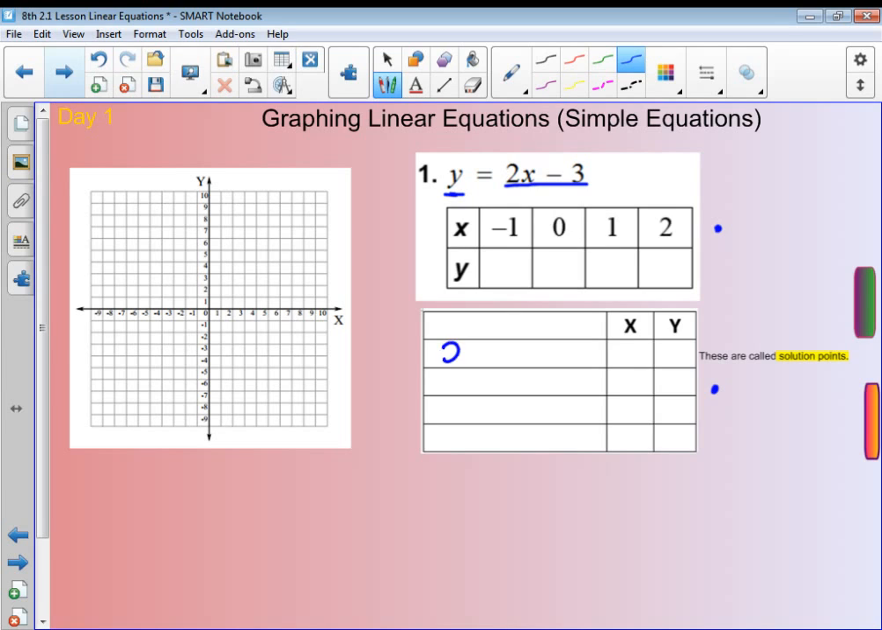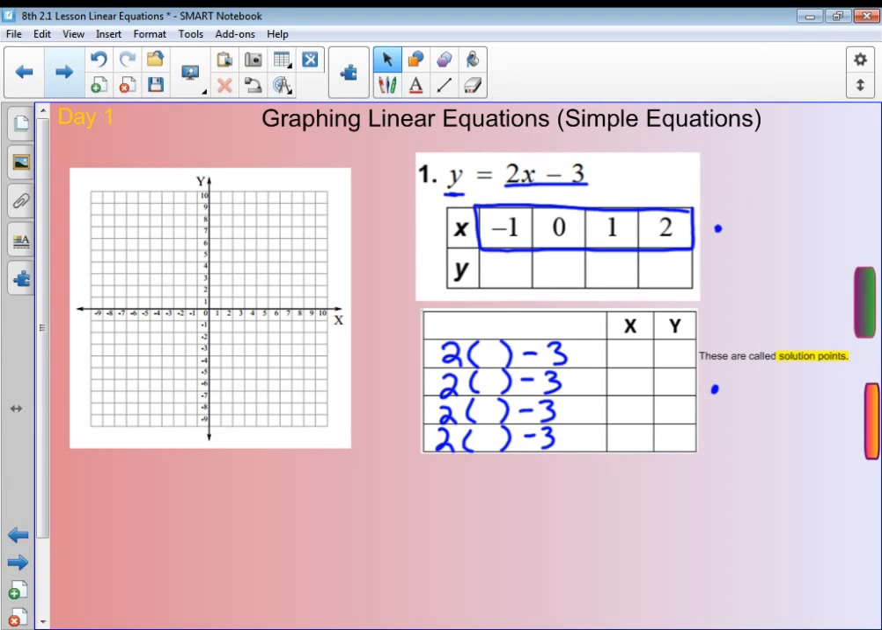So I have 2 times an x minus 3, and I'm going to do that 4 times because I can see here that they're already asking me to use negative 1, 0, 1, and 2. So I'm going to write them out down here. Okay, so now I'm going to substitute in the x's that they asked me to use. So they want me to use negative 1, 0, 1, and 2. So I'm going to substitute those into the parenthesis and then solve that equation.